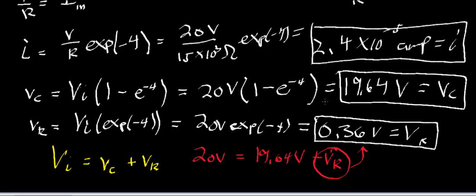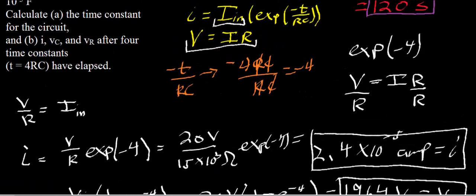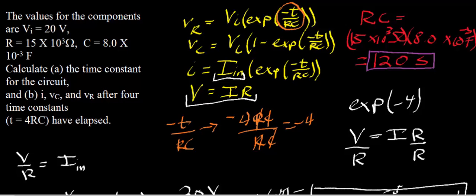We could have solved for the voltage about the resistor first, and that actually probably would have been easier because we wouldn't have this 1 minus e to the -4th. It would have just been exponential -4th. So there are multiple ways to go about doing this problem, but this is a fairly typical problem that you'll see in your introductory instrumental analysis class.